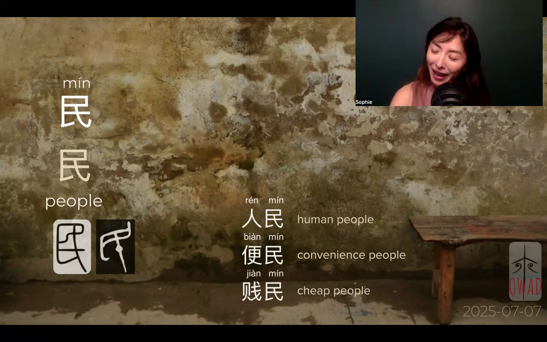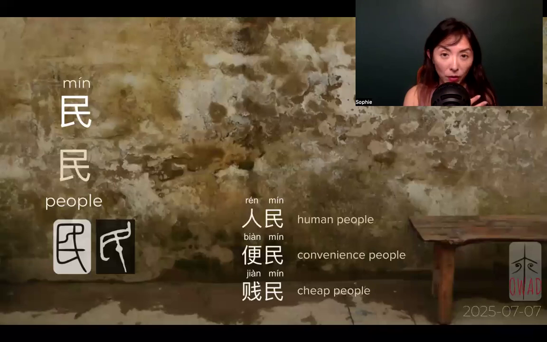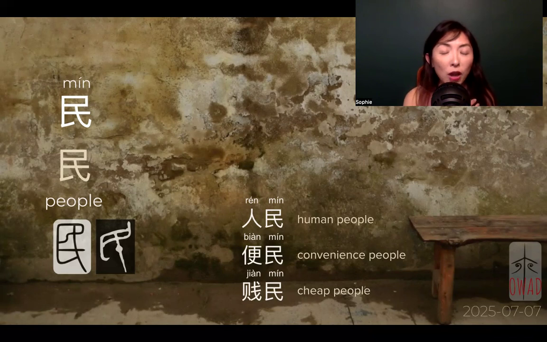And what is covering of the eye? That is the definition of people, at least people in the sense of a historical Chinese context. Min, what is Min? It is people who do not see.